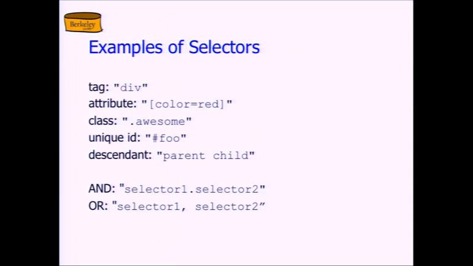Right? And if you want to walk down the tree, you just put spaces in between. So what did I say? I said within the body, so you'd say body space, first paragraph would be P space, and then you'd put down your remaining selection, parent child. You can do conjunctions of these selections with the dot. You can do disjunctions of selections with the comma. Right? It's a little language of selections.